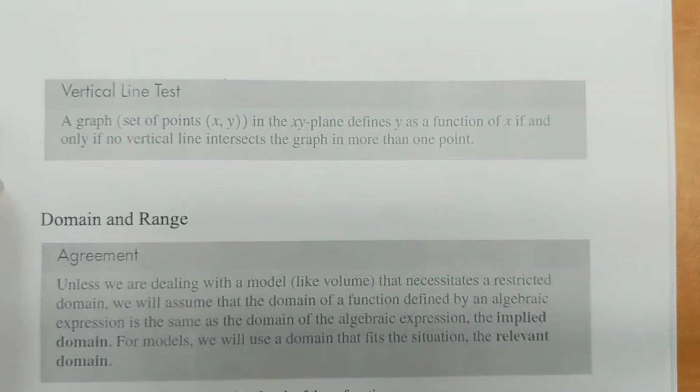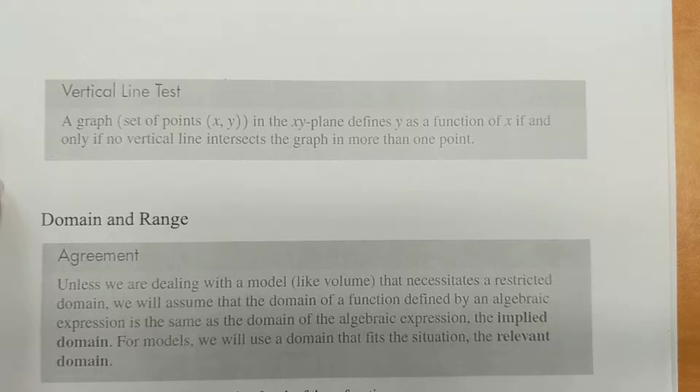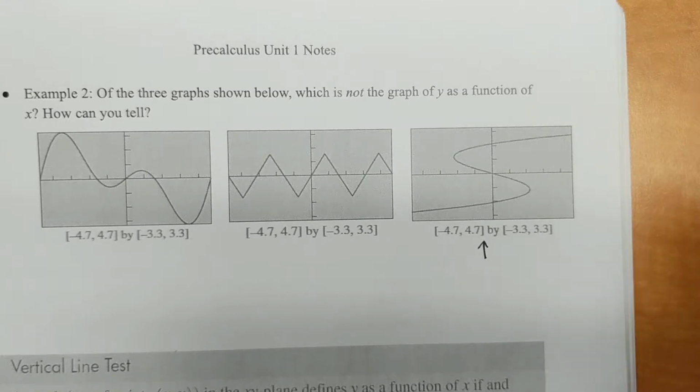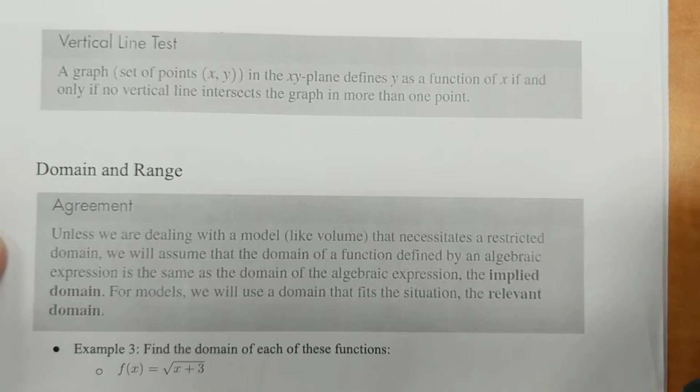That's what's referred to as the vertical line test. A graph, which is the set of the points (x, y) in the xy plane, defines y as a function of x if and only if no vertical lines intersect the graph at more than one point. So here, I can draw many vertical lines that cross the graph at more than one point. So it is not a function.